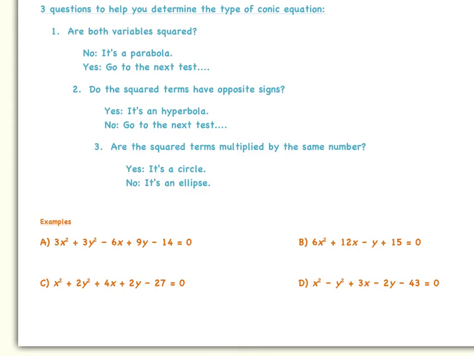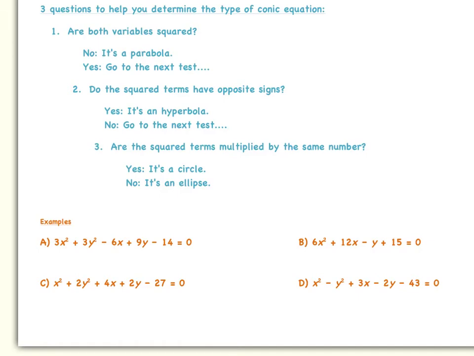And what that means, do they have the same coefficient? If the answer is yes, it's a circle. If the answer is no, it's an ellipse. So let's try using these questions to determine which conic section goes with each of these four equations.